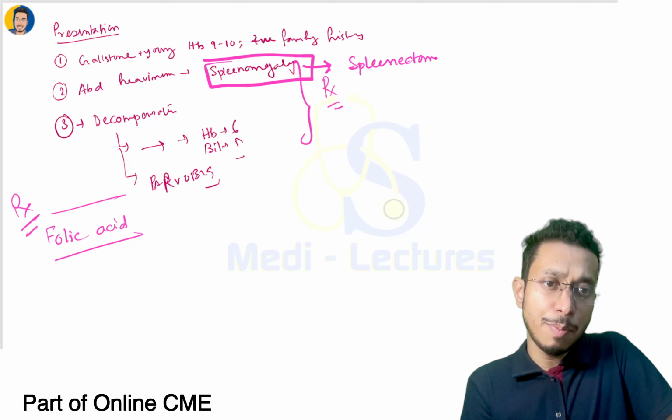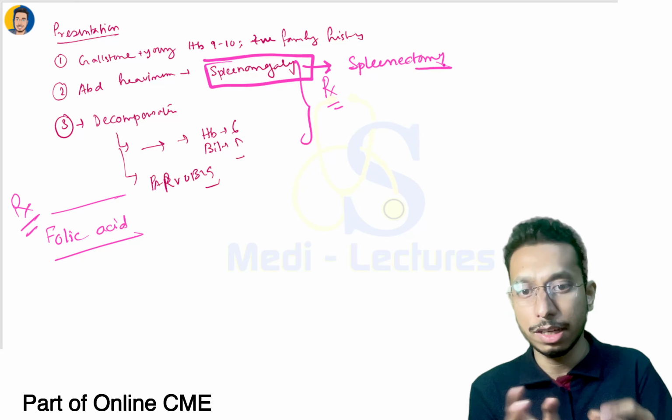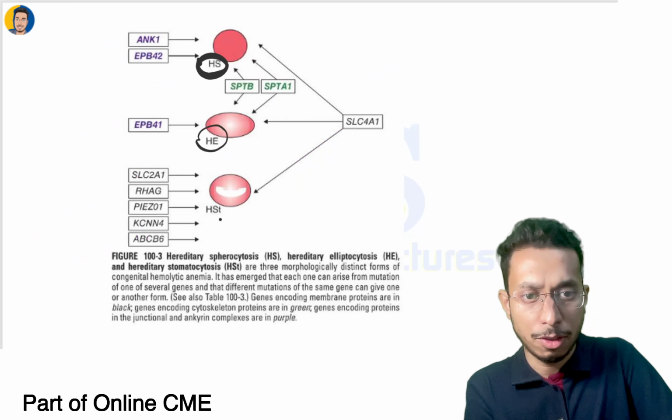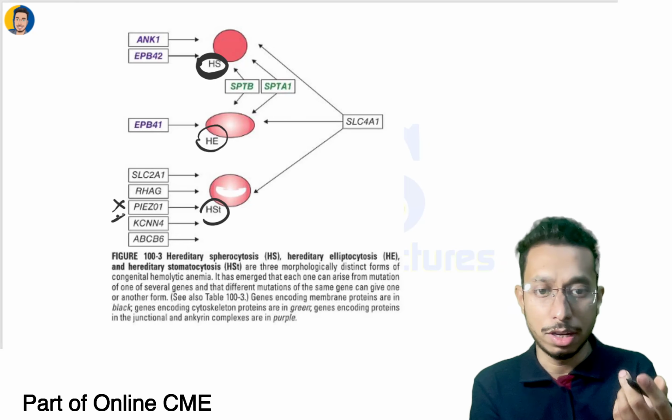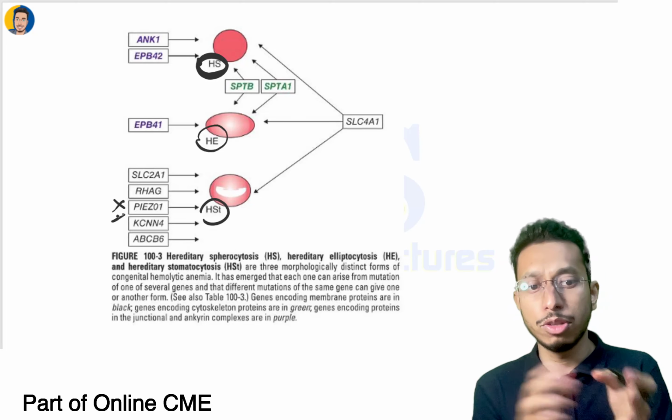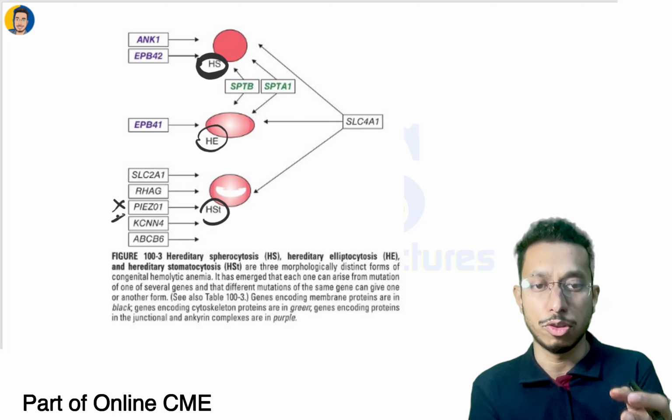and this splenectomy part holds for almost all of the membrane cytoskeleton defects. These are all membrane cytoskeleton defects: hereditary spherocytosis, elliptocytosis, and stomatocytosis, except for the PIEZO1 defect, where we have already seen splenectomy is contraindicated due to the increased risk of thrombosis post-procedure.